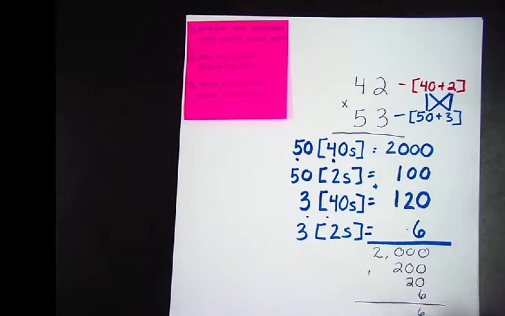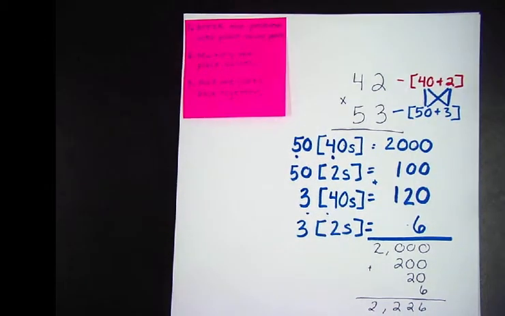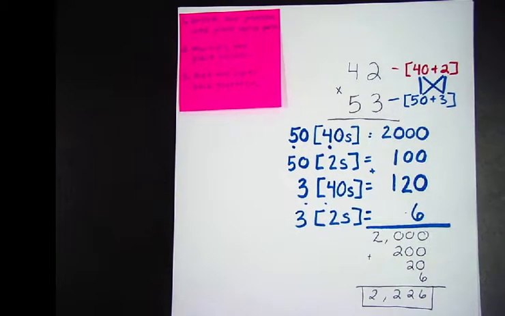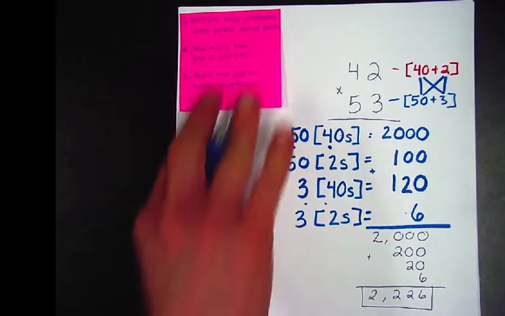Add all of that together. That's going to be a 6 in the ones place, a 2 in the tens place, a 2 in the hundreds place, and a 2 in the thousands place. And my answer of 42 times 53 turns out to be a whopping 2,226. All right? Sounds good.